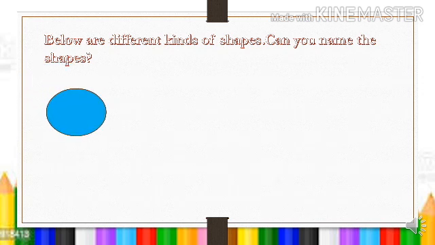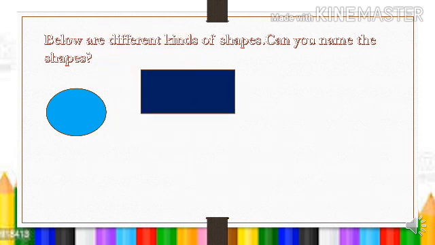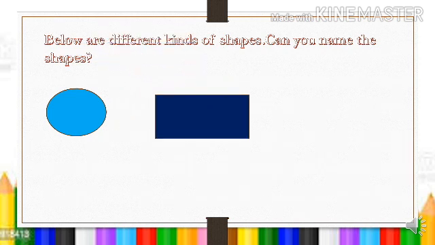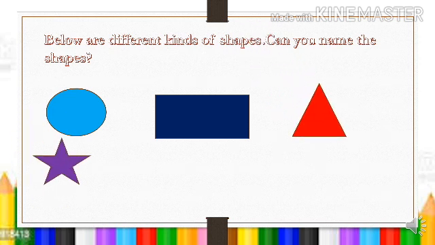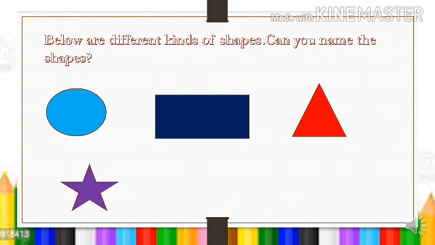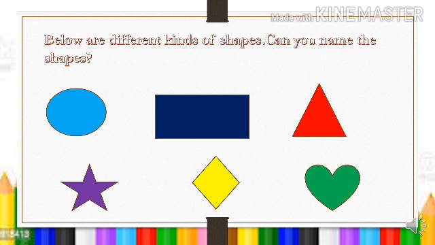What shape is this? What shape is this? What shape is this? What shape is this? What shape is this? And what shape is this? Alright, you are all correct.